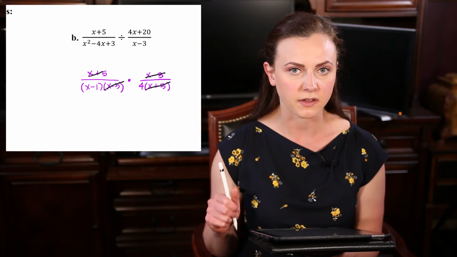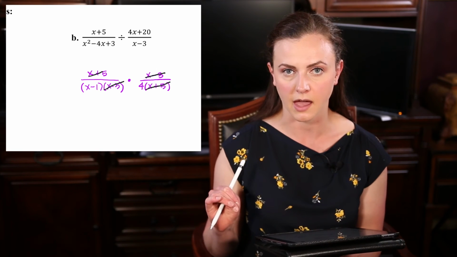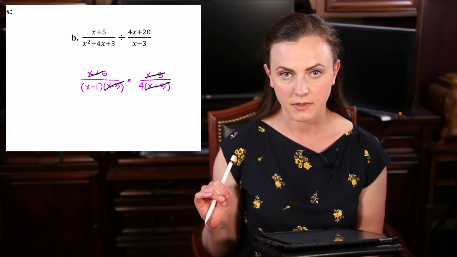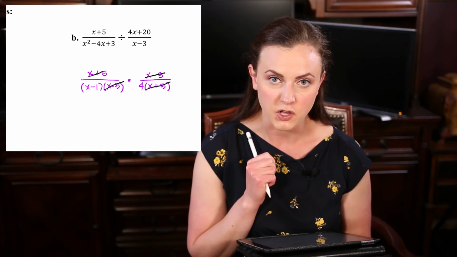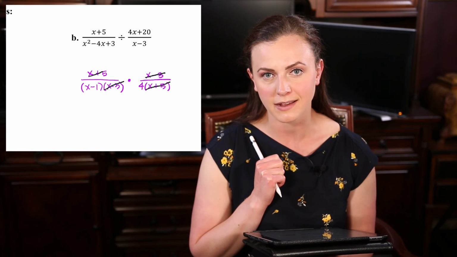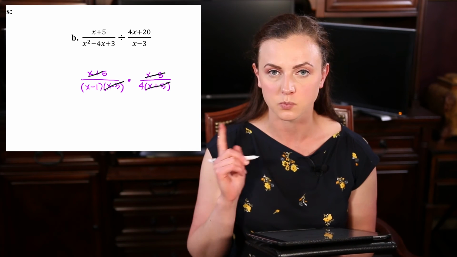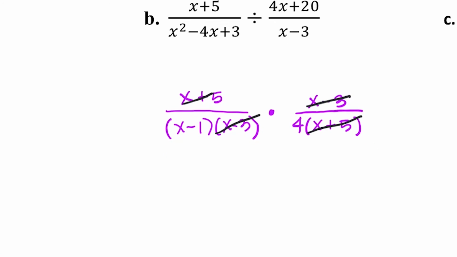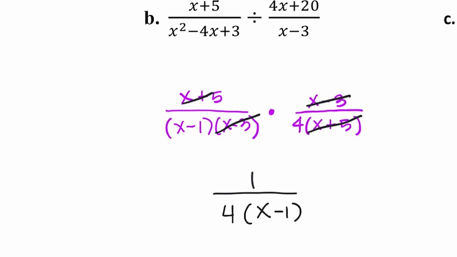So what are you left with on top? We canceled everything out, right? On the top, you're still left with 1. You do not have a 0. That's something that my students tend to do a lot. It is a 1. Anything divided by itself is 1. Okay, so we still have a 1 in the numerator, and we are left with a 4 in the bottom, as well as the x minus 1. So we have 4 times x minus 1.